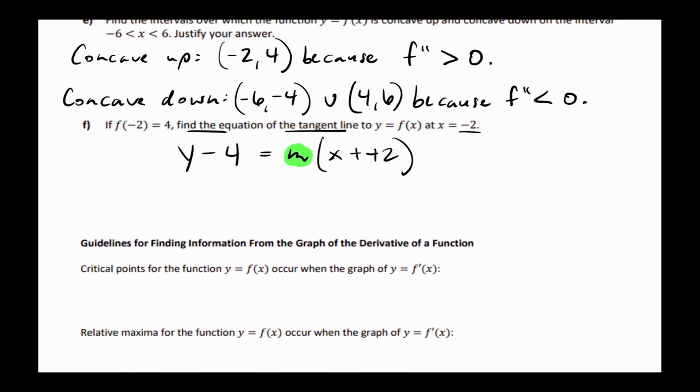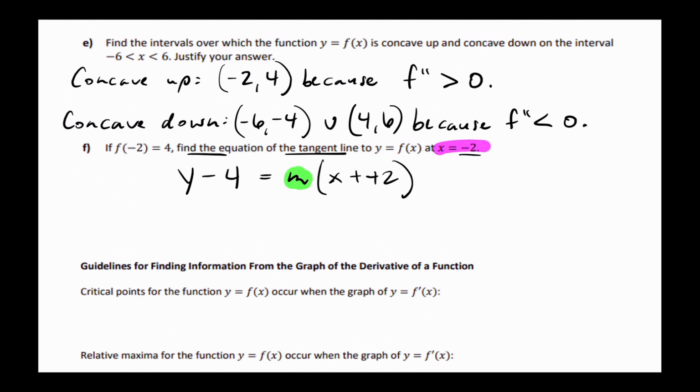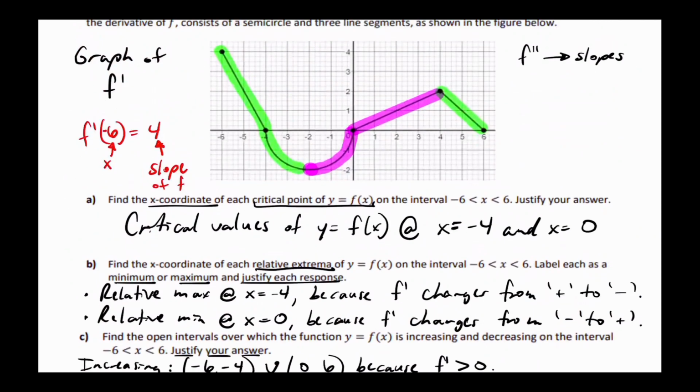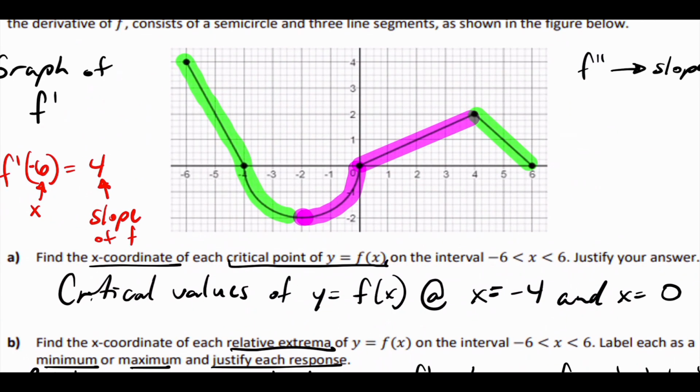Okay, now we need the slope. So I need the slope at negative 2. How do I find the slope of f at negative 2? Give you a hint, you're going to use the graph.